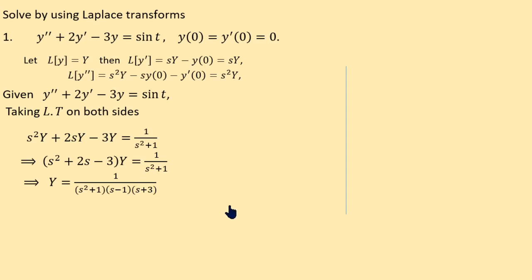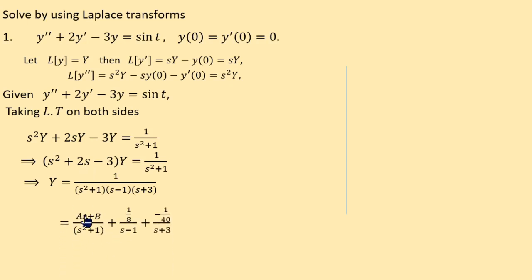To find c value, close this part, put s equal to 1. 1 square plus 1, that is 2, 1 plus 3, 4. So totally 8. 1 by 8 by s minus 1. Put s equal to minus 3. So 9 plus 1 is 10 into minus 3 minus 1 is minus 4. So minus 40, minus 1 by 40 by s plus 3.